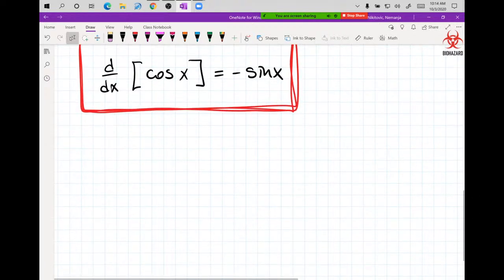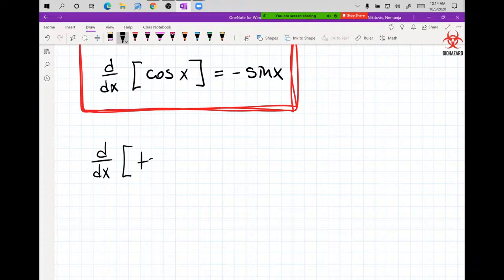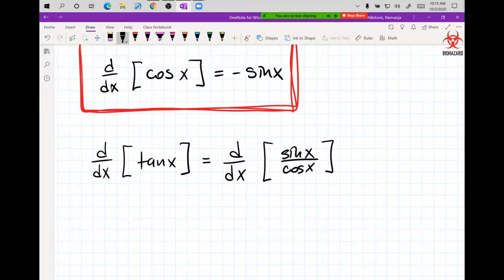The next one is the derivative of tangent. What do you think? How could we possibly show the derivative of tangent? Anyone? What can we do? Convert it to the quotient identity. Excellent. Use the identity to turn it into a quotient. What is the identity? Sine over cosine. Beautiful. Sine x over cosine x. Perfect. And now use the quotient rule.